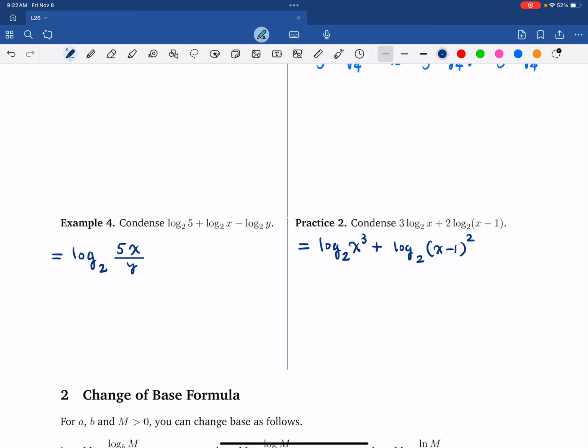And now we have a summation of the same log function, base 2, base 2. That means we can apply property number 5, write them as a product. So it will be log base 2 of, and then you just multiply those two: x cubed times x minus 1 squared. It's optional, but you can also put a pair of brackets around them, so we know that this whole product is inside of that log base 2. And that's practice 2.